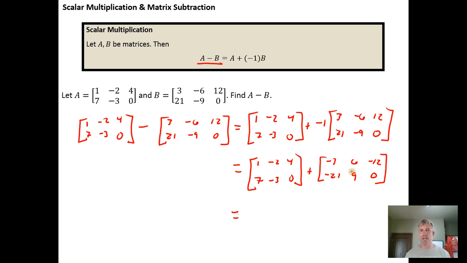And now we have an addition, which means that we add corresponding elements. So 1 plus -3 is -2, -2 plus 6 is 4, 4 plus -12 is -8, 7 plus -21 is -14, -3 plus 9 is 6, and 0 plus 0 is 0. So we can define matrix subtraction using scalar products of matrices.